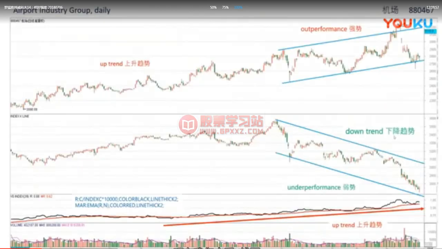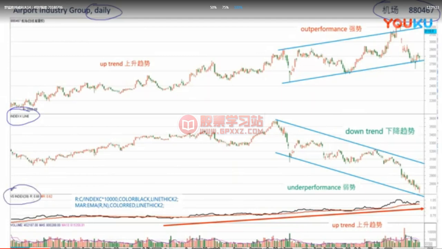All right, so let's look at the chart. On the chart here, we have the airport industry group, and it's a daily chart. Then we have the Shanghai index. Below this, we have a relative strength ratio line, which is constructed by the price of these two instruments. And then we have the volume signature, which belongs to the airport industry group.